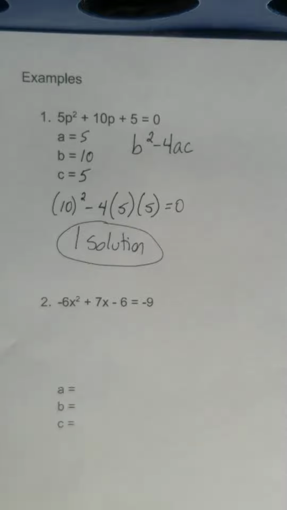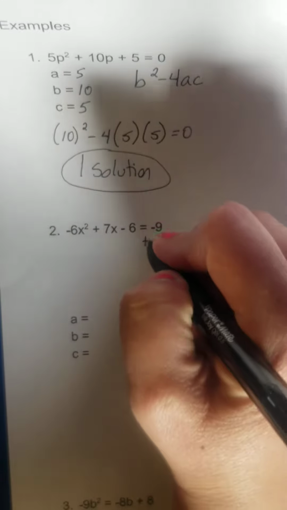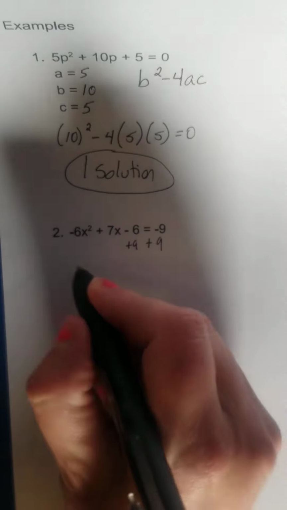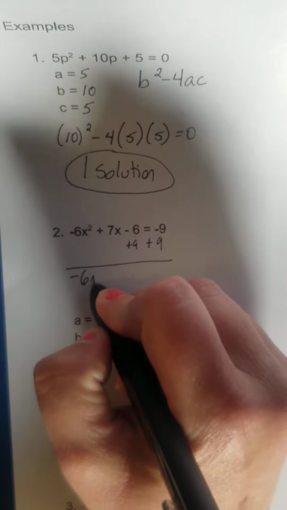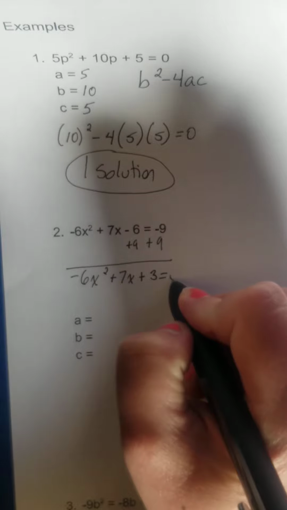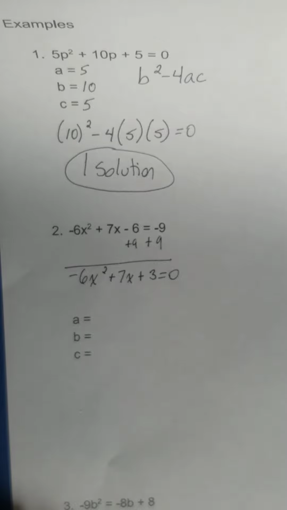This one you do have to rearrange to get in the correct form first. So go ahead and pause that video. The first thing you're going to have to do on this one is add 9 to both sides. So I'm going to add 9 here. Notice I put it underneath the like term on the left-hand side. And I get negative 6x squared plus 7x plus 3 equals 0. It always has to equal 0 to do the quadratic form, or to do the discriminant. Take a moment and finish the problem if you weren't able to. Go ahead and pause the video.